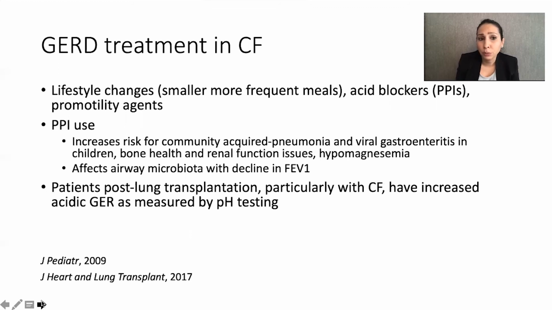Of note, with proton pump inhibitor use, there's increased risk for community-acquired pneumonia and viral gastroenteritis in children. Bone health and renal function issues exist, as well as hypomagnesemia. It affects airway microbiota, which can be associated with a decline in FEV1. Patients post-lung transplantation, particularly with CF, have an increased acidic gastroesophageal reflux as measured by pH testing.